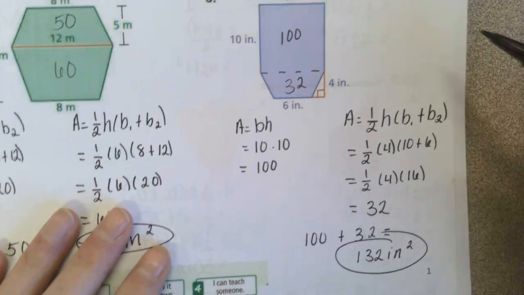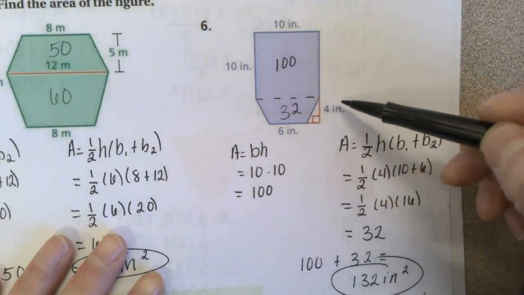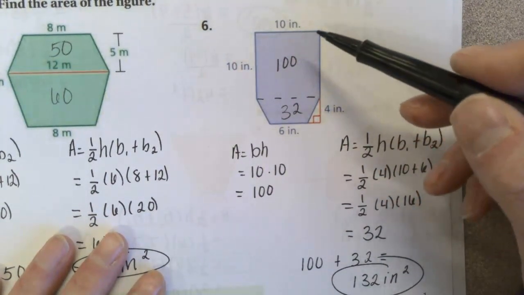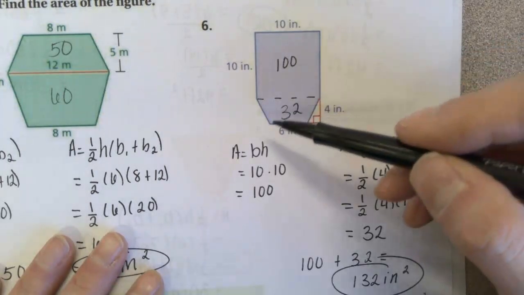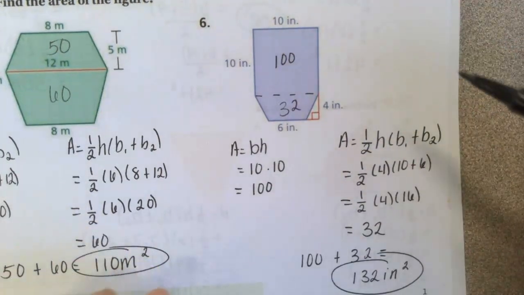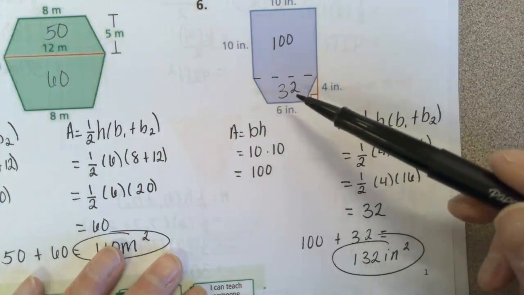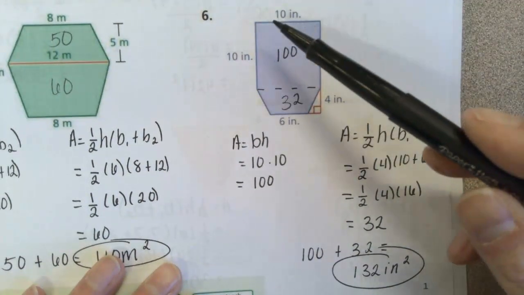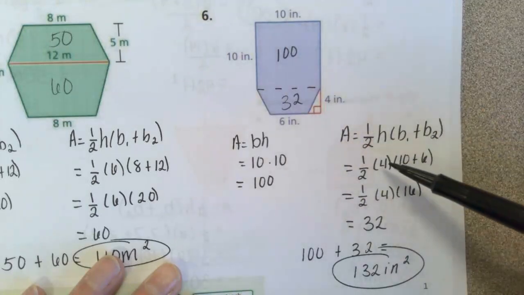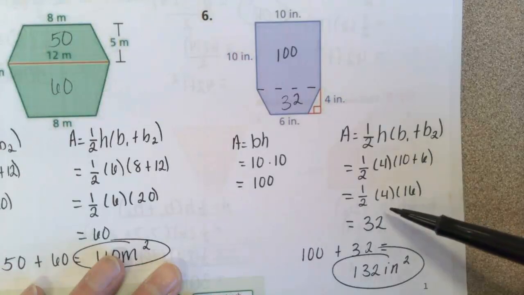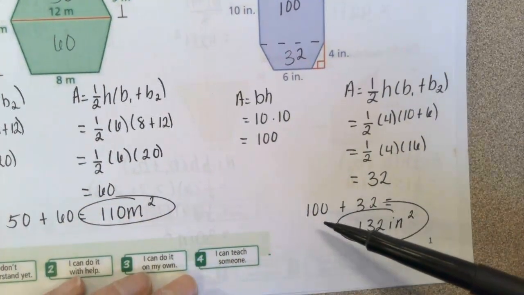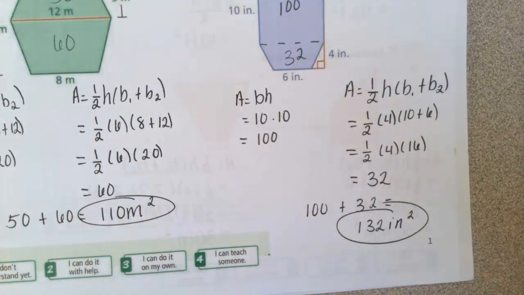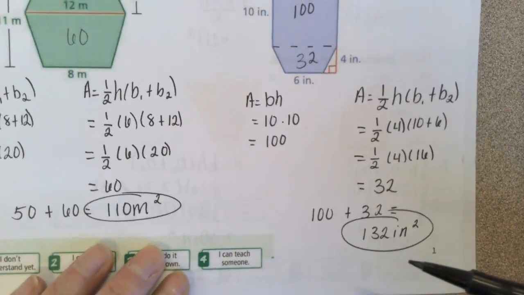Okay, for number 6, I split it up here. So I had this, actually this was a square, so I could have just done 10 squared, but 10 times 10, and I got 100. Then I did the trapezoid down here, with a height of 4, and then since this was 10, I knew this was 10. So my two bases were 10 and 6, got 32, and I added 132 to get 132 inches squared for that one.